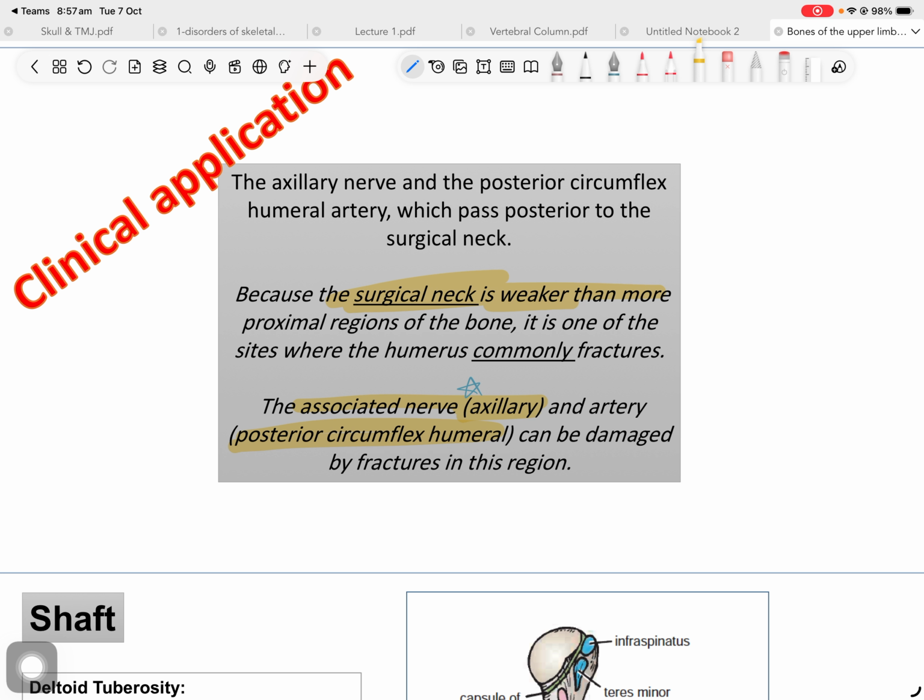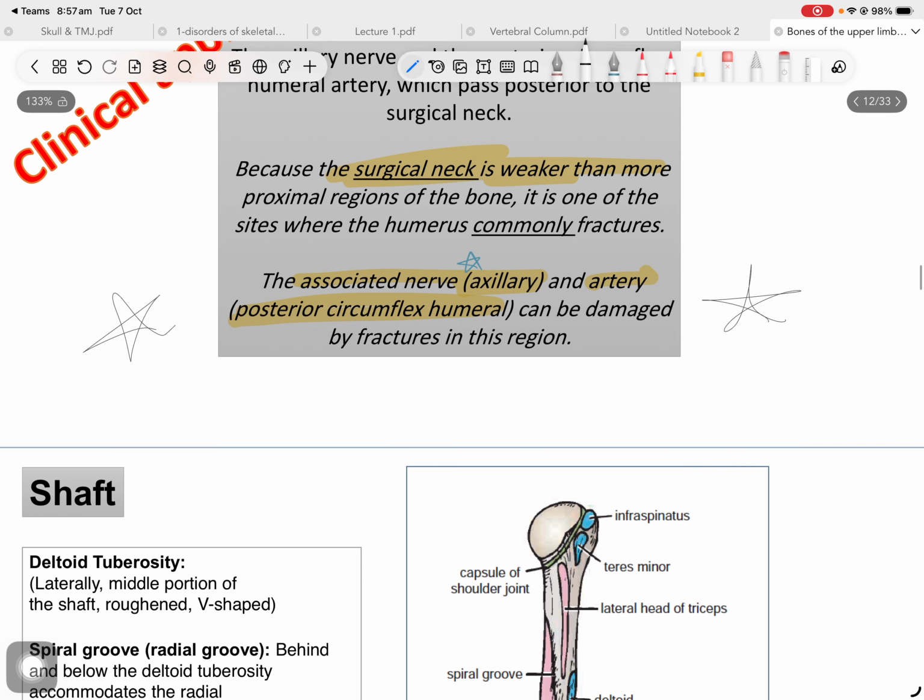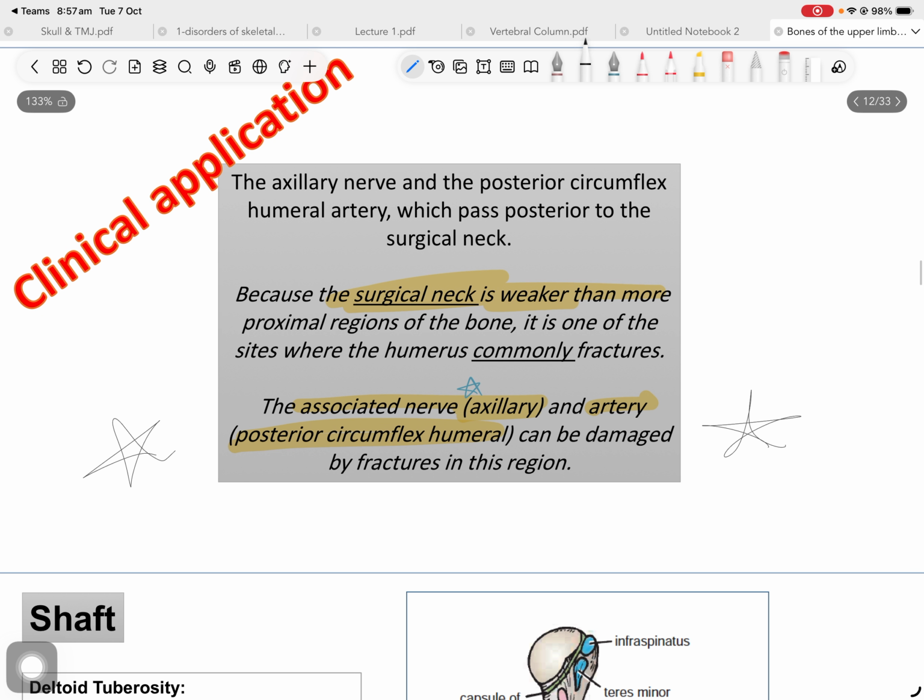So why is it important? If a fracture occurs at this area, these structures could be damaged due to the fracture, okay? So it is very important to know the structures related to the surgical neck. If any fracture happens, what should I check? The axillary nerve, whether it is still functioning or not, okay?